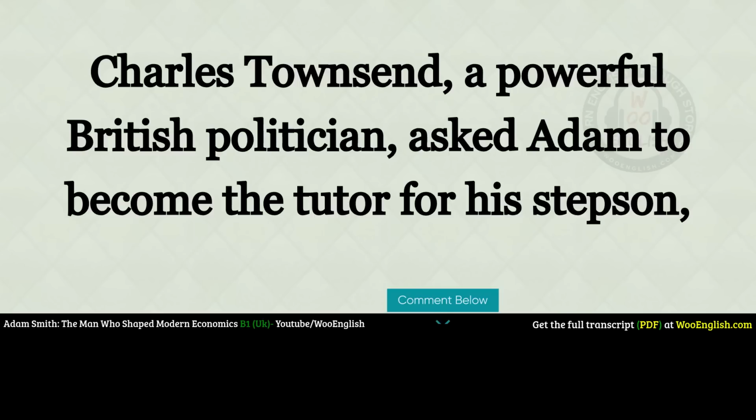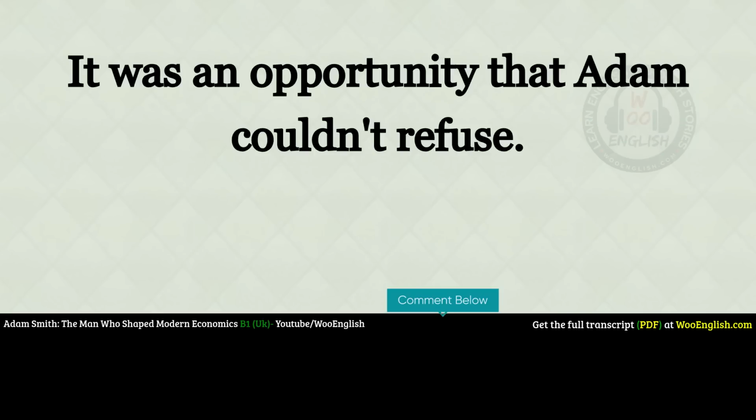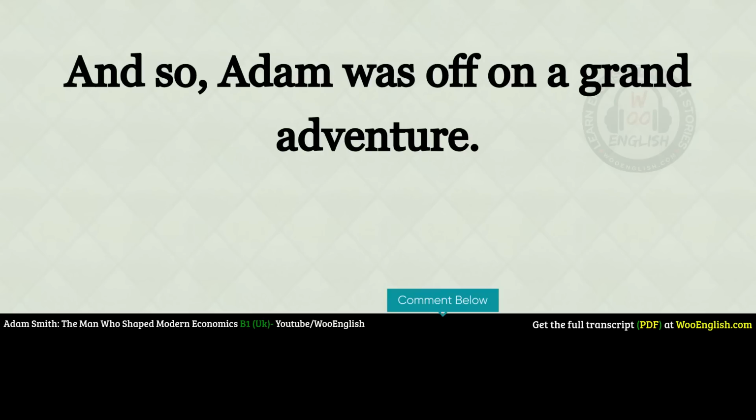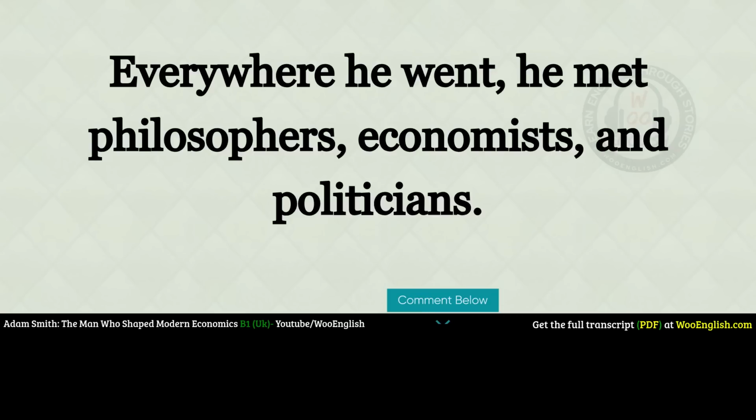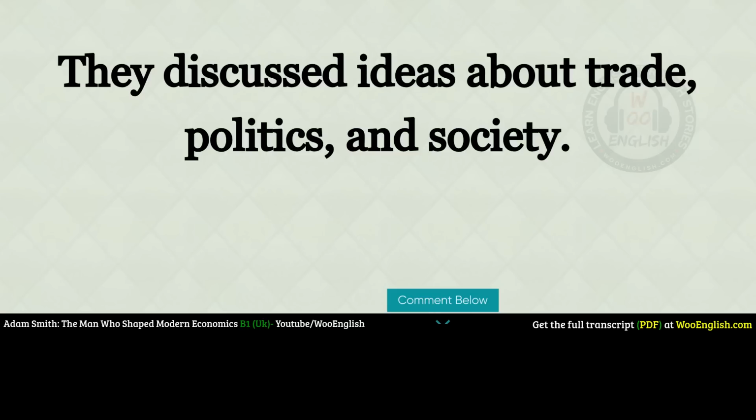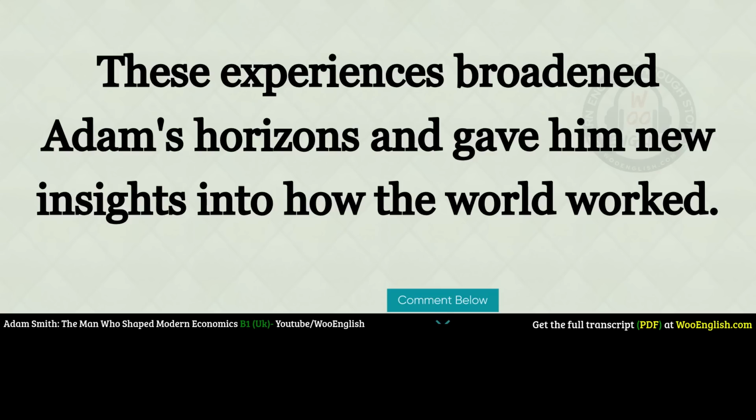Charles Townshend, a powerful British politician, asked Adam to become the tutor for his stepson, the young Duke of Buccleuch. It was an opportunity that Adam couldn't refuse, and so Adam was off on a grand adventure. He visited France, Switzerland, and Italy. Everywhere he went, he met philosophers, economists, and politicians. They discussed ideas about trade, politics, and society. These experiences broadened Adam's horizons and gave him new insights into how the world worked.